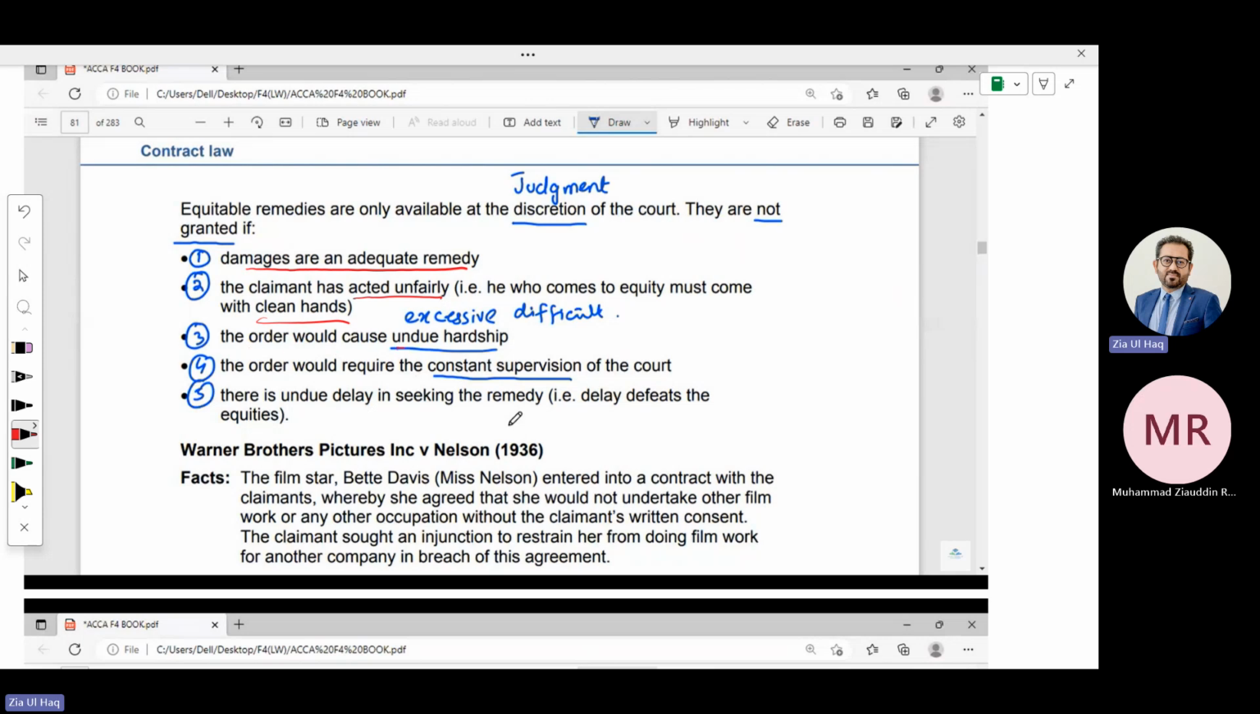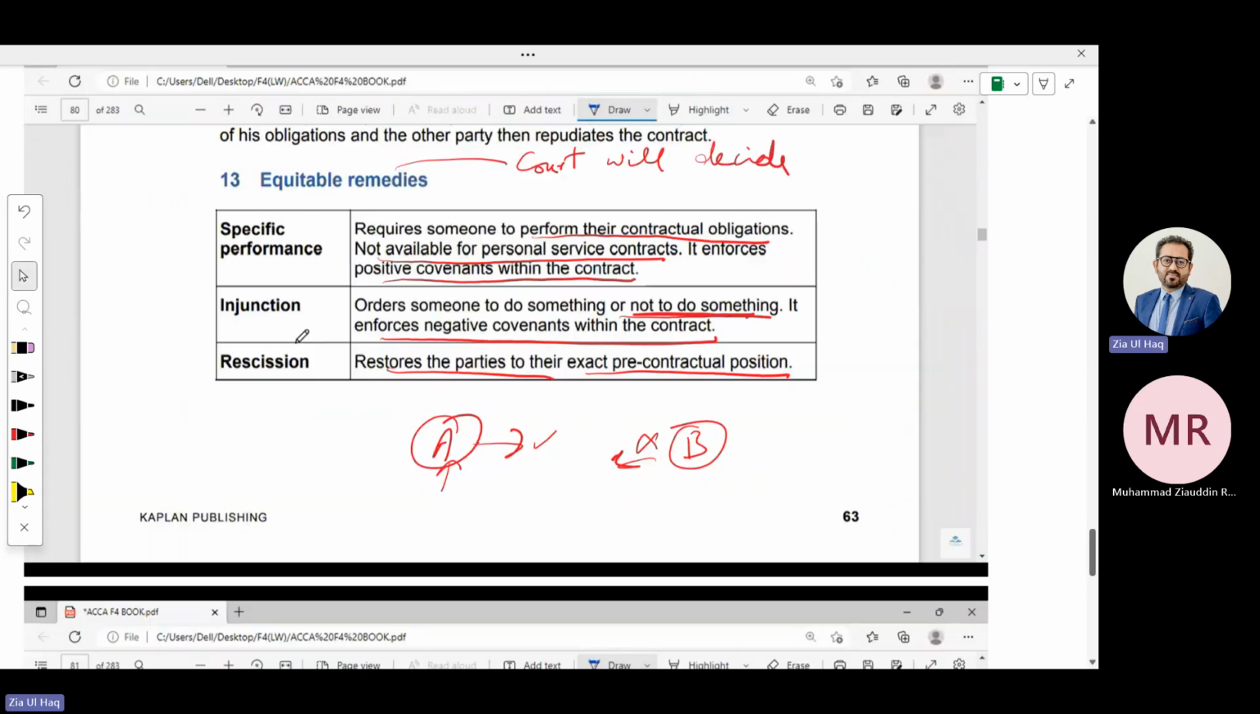Third, the order would cause undue hardship. It is excessively difficult for the other party to do something according to the court order. If the court has granted the equitable remedy, but it is too hard for the other party to perform or not perform, then the equitable remedy will not be awarded. Fourth, the order would require the constant supervision of the court. If we need to supervise whether the other party is performing as per the order, then the equitable remedy will not be granted. In that case, a penalty might be awarded. And fifthly, there is undue delay in seeking the remedy, meaning the claimant brought the case too late. Now, even if the other party can perform, they cannot put you into your earlier position. So there will be no equitable remedy; the court will not decide anything.